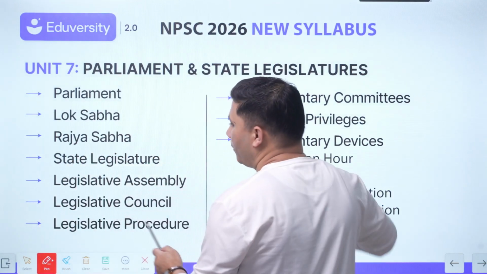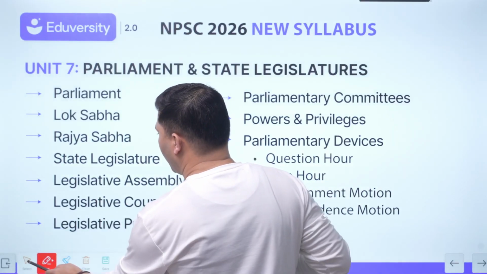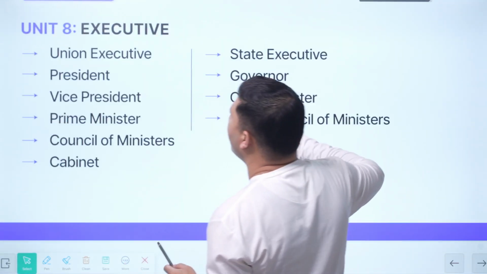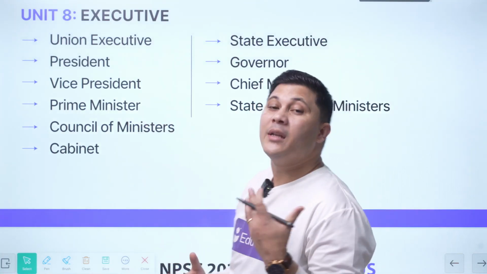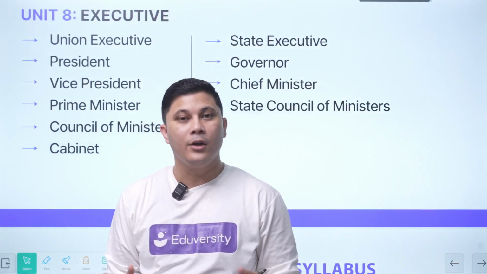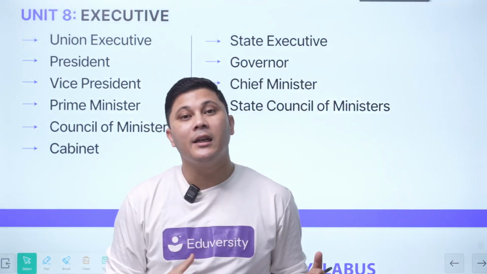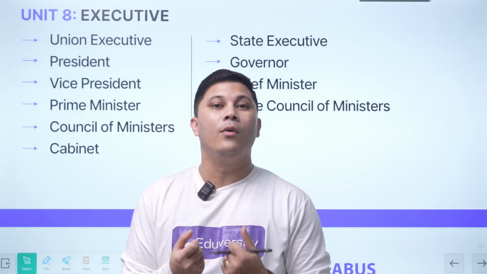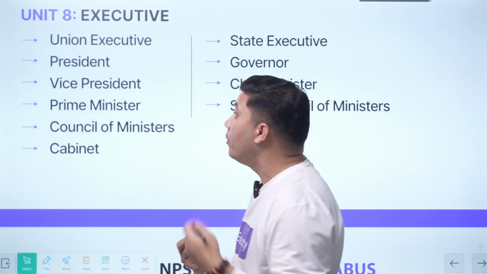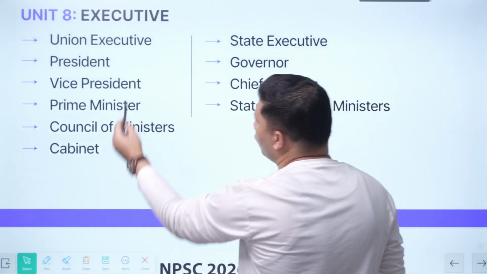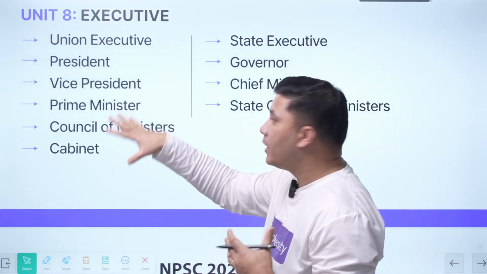Now apart from this, in Unit 8, you all have to study the executive: the Union executive, the President, the Vice President. The President is a very, very important personality. He is the first citizen of India. So you will have to understand the President's legislative power, executive power, ordinance-making power, pardoning power, and military power. It is very important that you know the roles of the executives: Prime Minister, Council of Ministers, Cabinet, Chief Minister, Governor.